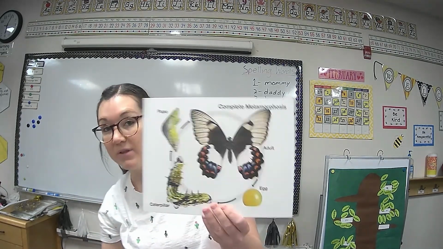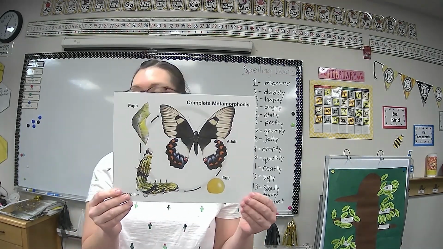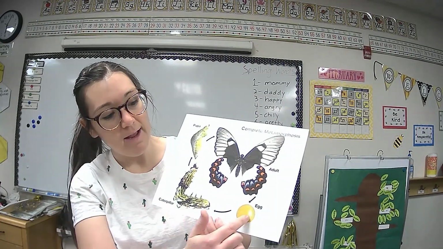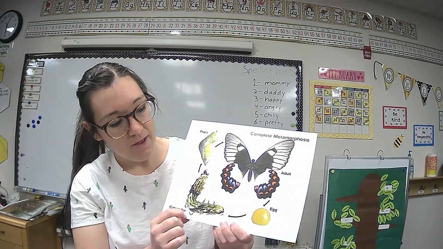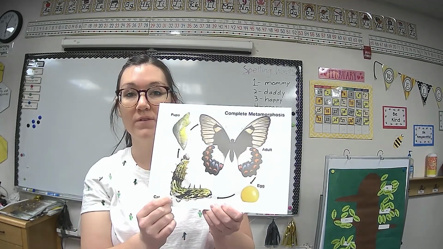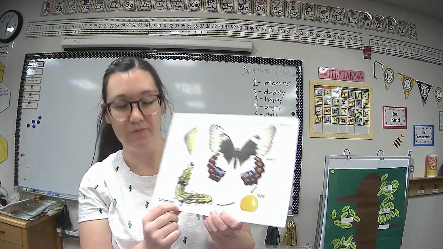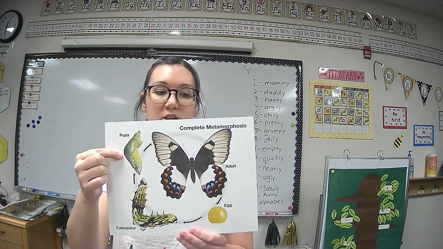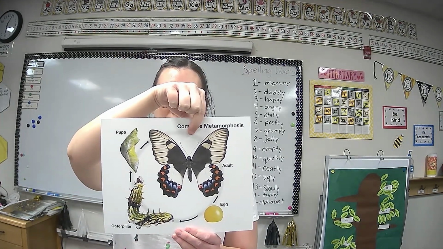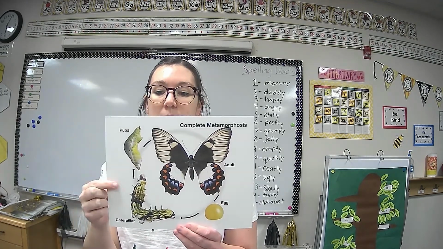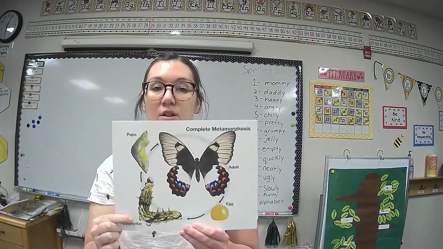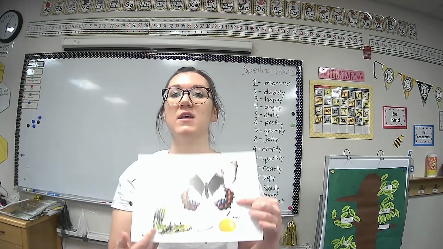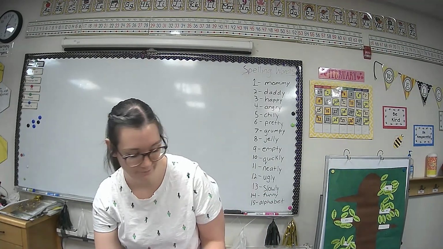Ants go through a complete metamorphosis, which means that they undergo a huge change. They start as an egg, then they move to the larva stage. A butterfly larva is called a caterpillar. Then they move to the pupa stage before becoming an adult. In a complete metamorphosis, the larva stage does not look like the adult. It looks like an entirely different creature.